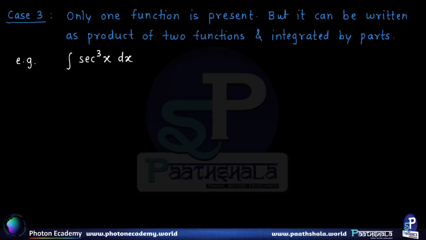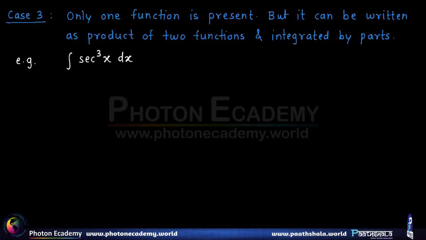Now let's see the third case of integration by parts. Here also only one function is present, but instead of taking the second function as 1 as we did in the second case, here what we have to do is the given function itself can be written as a product of two functions, and then we integrate that using parts.